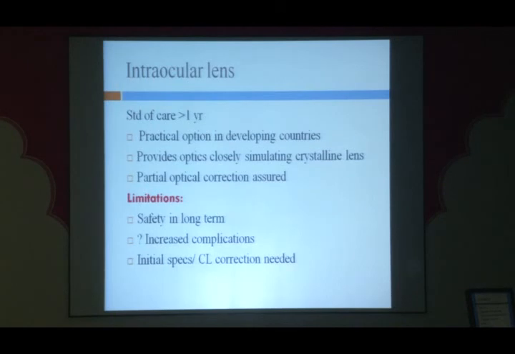And IOLs. Now, at least in our center, and I know many places have started shifting to putting in IOLs, especially for unilateral cataracts, younger and younger. So beyond 1 year, many surgeons are now feeling more comfortable putting in an IOL in the Indian setting, and it's really very practical in developing countries. It provides very good optical correction and closely simulates the visual system of the natural eye.